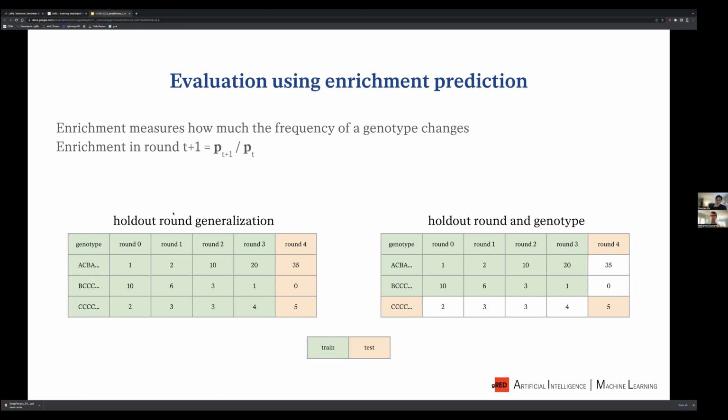The first one is holdout round generalization here on the left. So basically train on the first T-1 rounds and then predict enrichment in the final round T. And this is sort of asking, can we predict the future of the experiment? The second holdout was to hold out both the final round and hold out some genotypes. And this is where we can really see the advantage of deep fitness, because only the deep fitness model can make predictions on unseen genotypes.